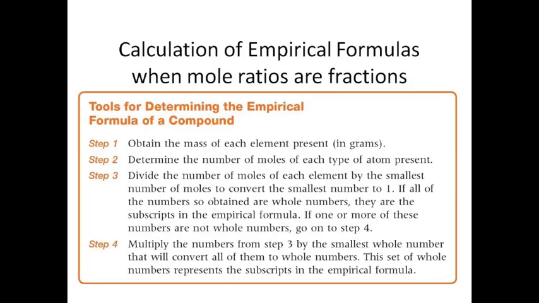Now, here's the last trick you have to learn for doing that. And that's what to do when your mole ratios don't come out very close to a whole number. You start out the same. You get the mass of each element or percentage. You determine the number of moles present. You divide all the number of moles by the smallest. But if one or more of these are not whole numbers, you go on to step 4. Multiply the numbers from step 3 by the smallest whole number that will convert all of them to whole numbers. That's not going to make sense till you do it.